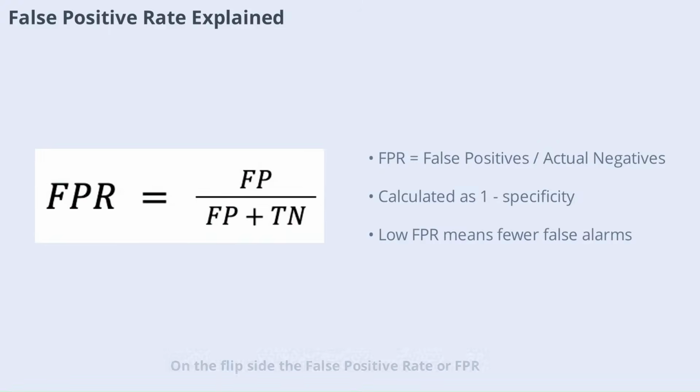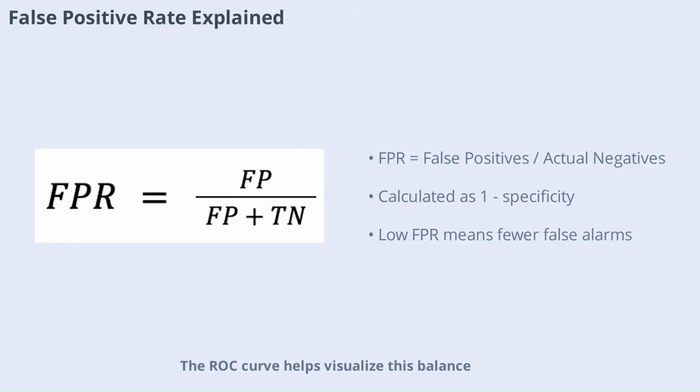The flip side, the false positive rate or FPR, measures the proportion of actual negatives that are incorrectly classified as positives. It's calculated as 1 minus specificity, or the number of false positives divided by the total number of actual negatives. A low FPR means the model is good at avoiding false alarms. Balancing TPR and FPR is crucial, as improving one often comes at the expense of the other.